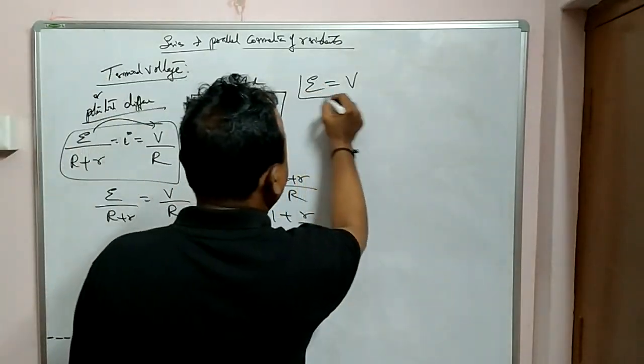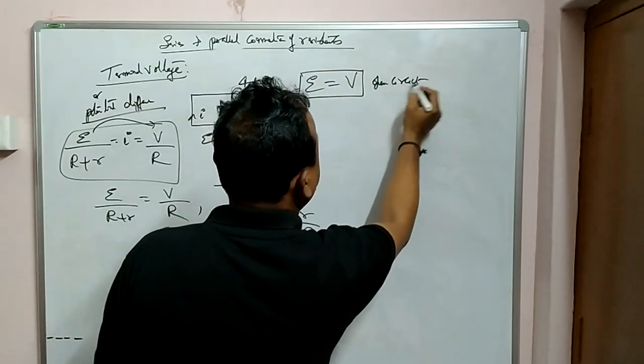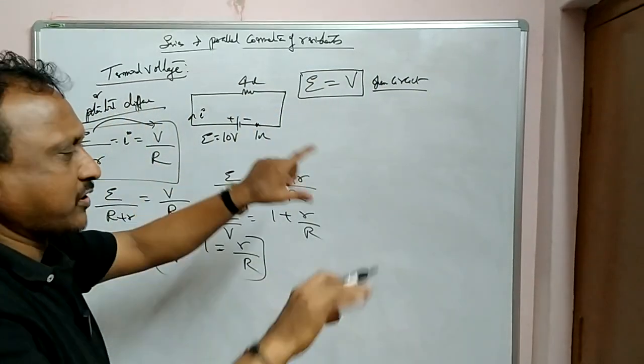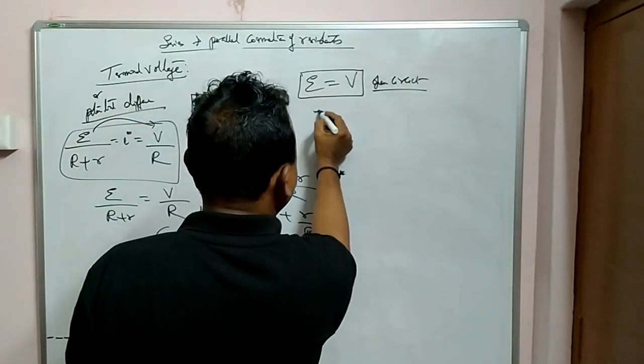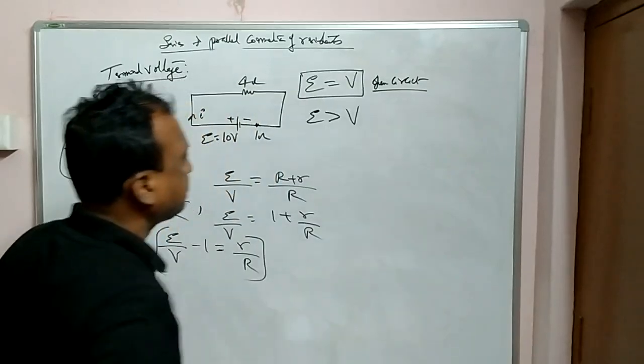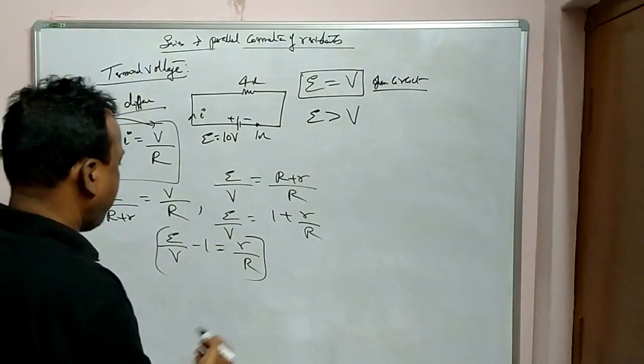Sometimes E is equal to V in open circuits. In an open circuit, E is equal to V, and sometimes E is greater than V. E is greater than V, please. So this point is very, very important.